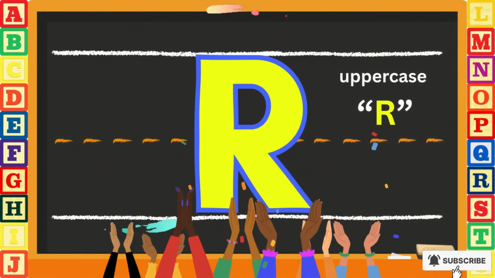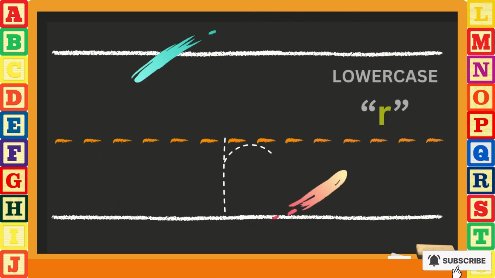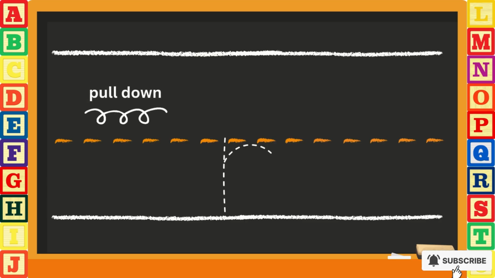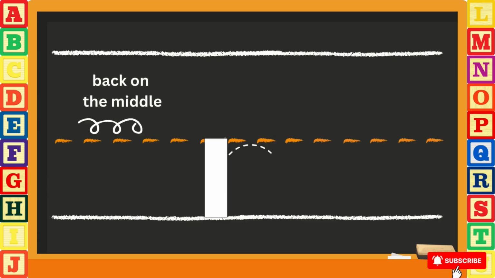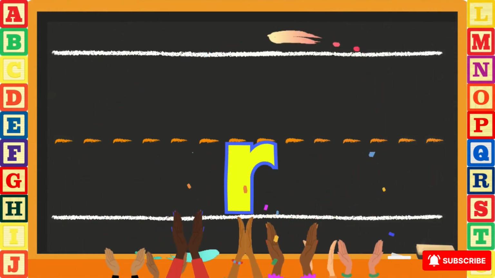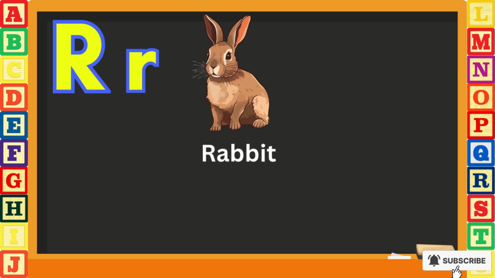Now let's write the small letter R. We call this lowercase r. Start from the middle. Pull down. Back on the middle. Around over. Fantastic work, kids! R is for rabbit.